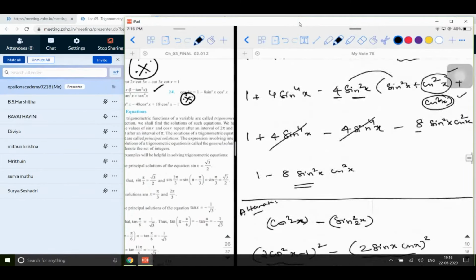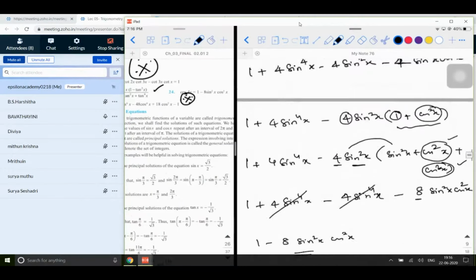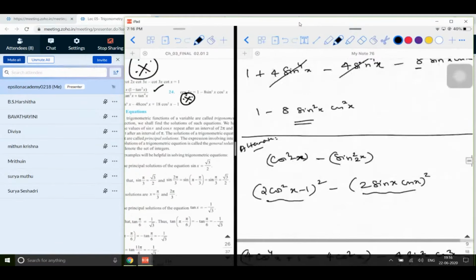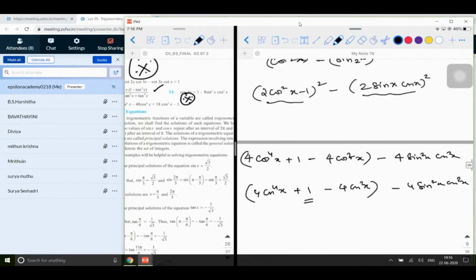So yes, here I wrote it like this. See here, what I had, look at this step now. I had 1 plus 4 sin power 4x minus 4 sin square x into 1 plus cos square x. I wrote 1 as sin square x plus cos square x and then proceeded. So I got the answer. Okay, accepted. So here also, can I copy the same idea from the previous problem? Can I write this 1 as sin square x plus cos square x?